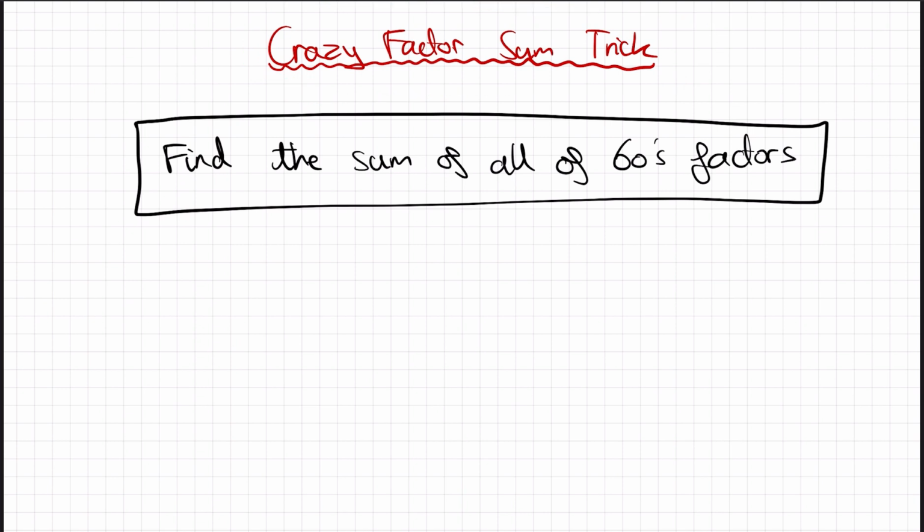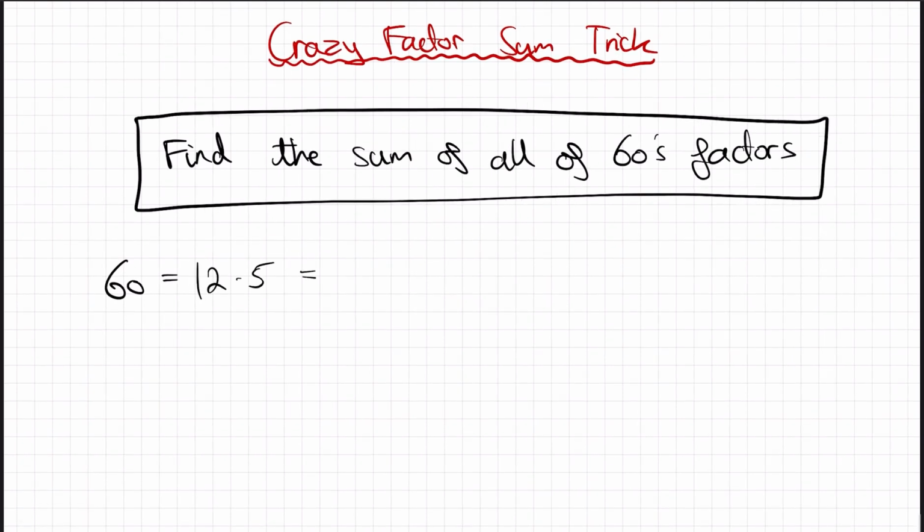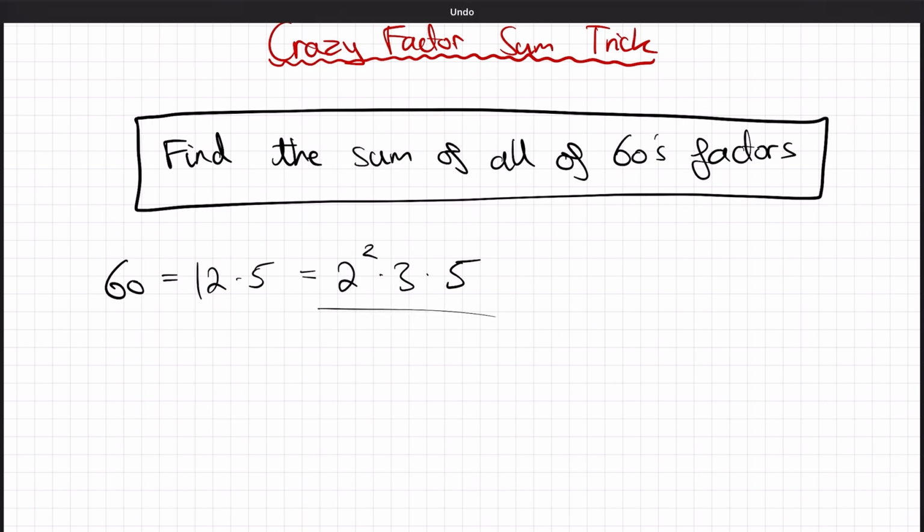Okay, so the trick relies heavily on the idea of how we generate factors, and I've made a video on this previously, so I might link it below or you can just search up how to generate factors. But basically, first we need to write the number in its prime factorisation form. So 60, we know that's the same as 12 times 5, and that's the same as 2 squared times 3 times 5. So here is 60's prime factorisation.